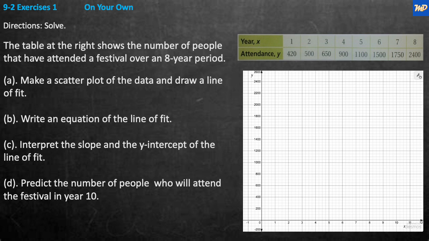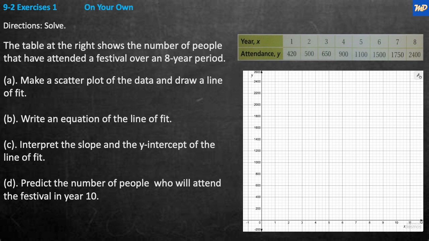After you've done that and drawn the line, then you're going to try to write an equation of the line of fit. Can you define that? It's going to be a linear equation, y equals mx plus b. You get into the slope and the y-intercept. And then interpret the slope and the y-intercept of the line of fit. What is it telling us? That's what they're asking.